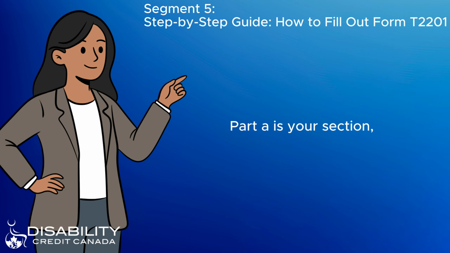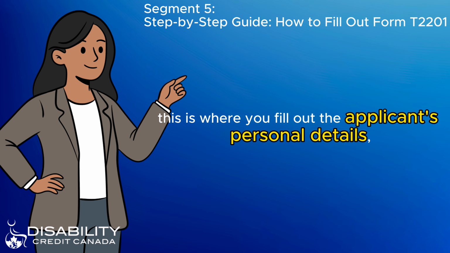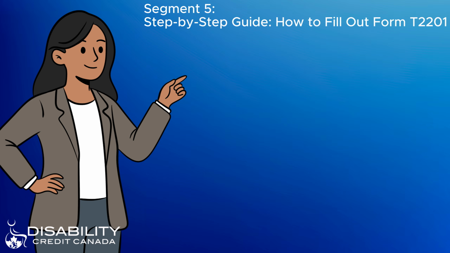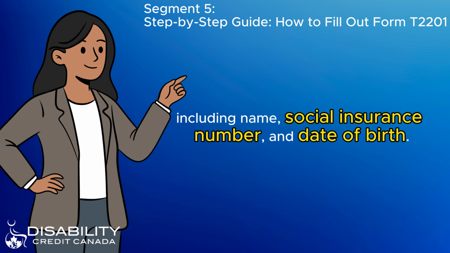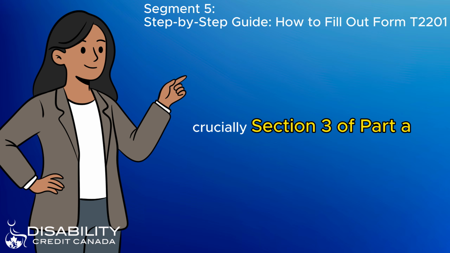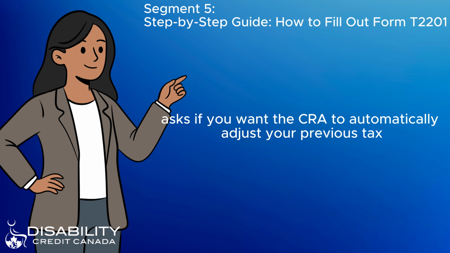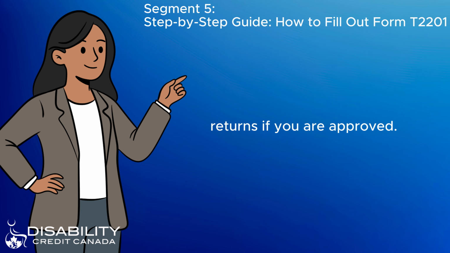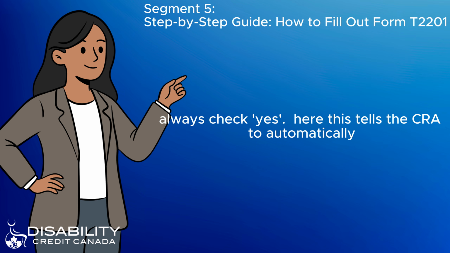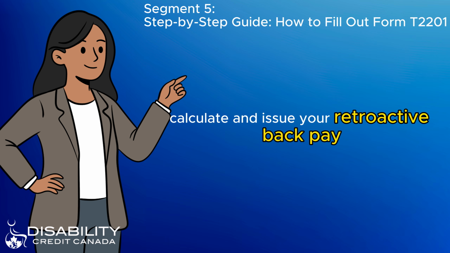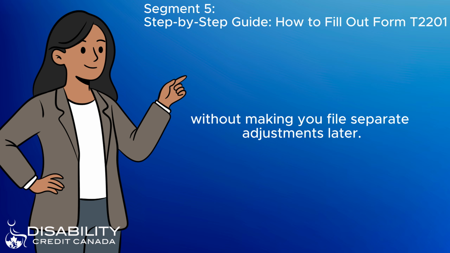Part A is your section. This is where you fill out the applicant's personal details, including name, social insurance number, and date of birth. Crucially, Section 3 of Part A asks if you want the CRA to automatically adjust your previous tax returns if you are approved. Always check yes here. This tells the CRA to automatically calculate and issue your retroactive back pay without making you file separate adjustments later.